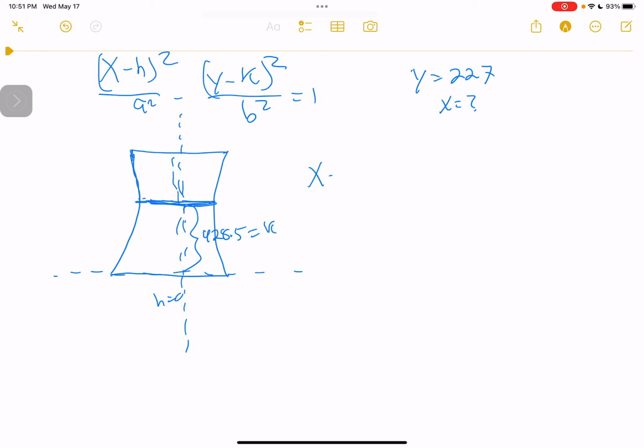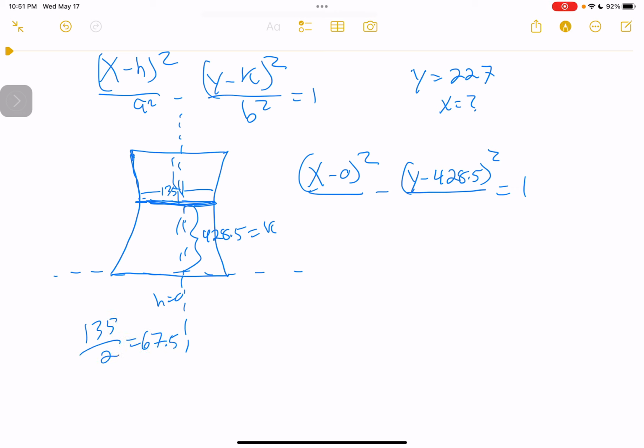So we have x minus 0 squared over something, minus y minus 428.5 quantity squared over something, equals 1. We already know what goes under the x, the a value, because it's 135 across, and 135 divided by 2 is 67.5. So this is going to be 67.5. What we don't know is what goes under the y, the b squared, so we have to find that.